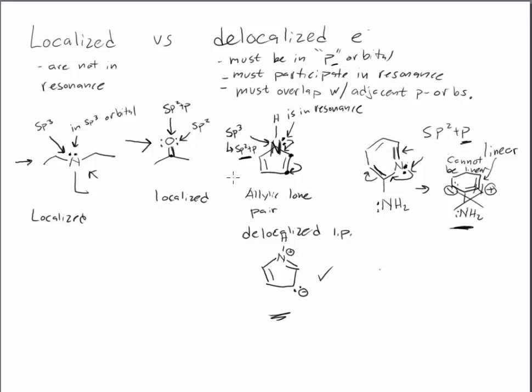They were in hybridized orbitals. They were not in a p orbital. And so this lone pair is localized. Typically when you have a nitrogen in a ring with a double bond and a single bond and a lone pair, that lone pair will be localized. So now let's look at this last lone pair on another nitrogen.